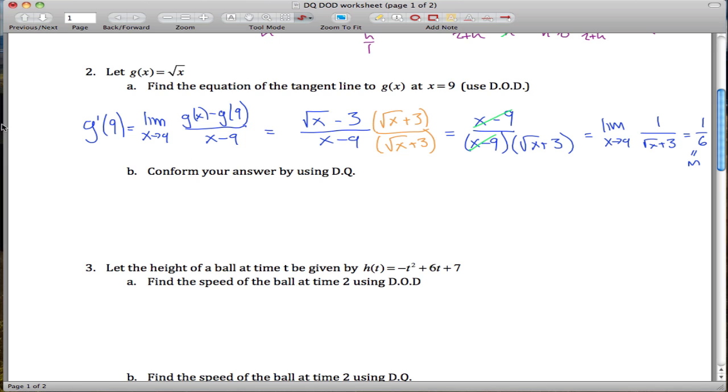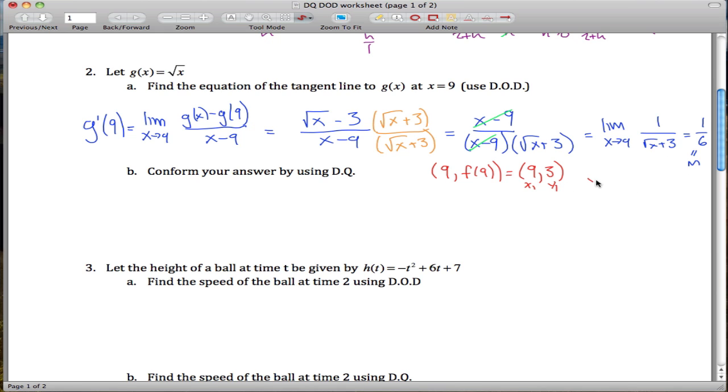If we want the equation of the tangent line, we need a point. So let's see, maybe I'll switch colors here. We know that x equals 9. So we get the point 9 comma f of 9, which is 9, and then stick a 9 into this function and get 3 out of it. So here's x1, here's y1, and here's m. So now I can find the equation of the tangent line.